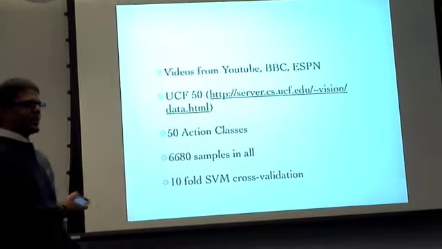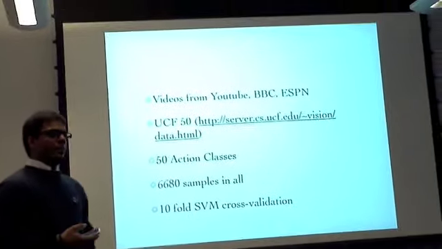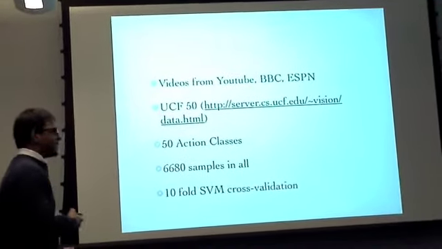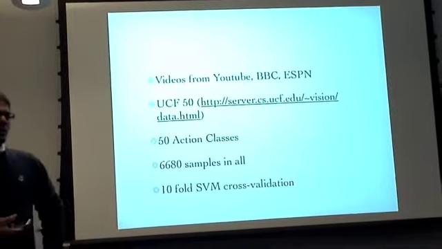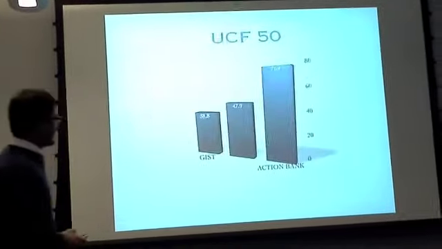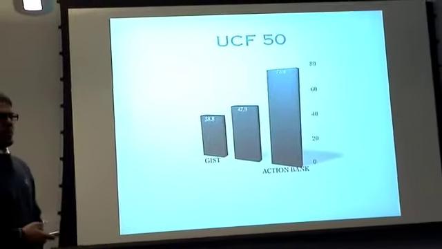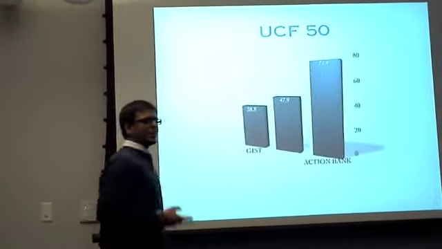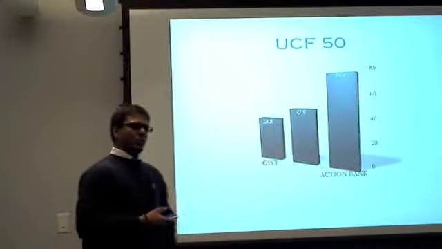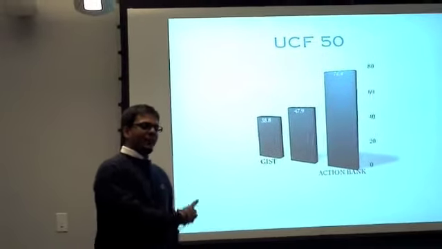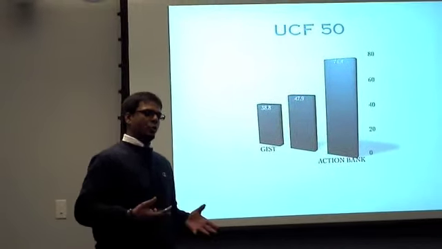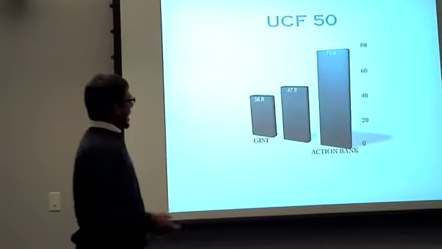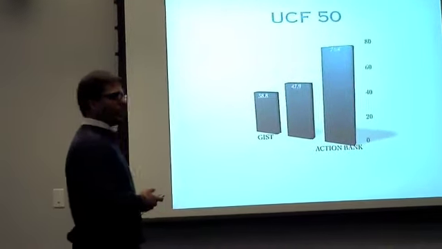Because of the size of the data set, we performed a 10-fold SVM cross-validation, and these are the results we got. The 47.9% accuracy, those are the baseline methods for UCF50, and because of the very fact that this data set is so huge, not a lot of people in the community are experimenting with it, and we seem to do pretty well here also.